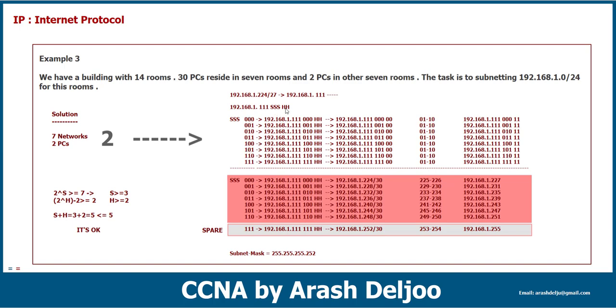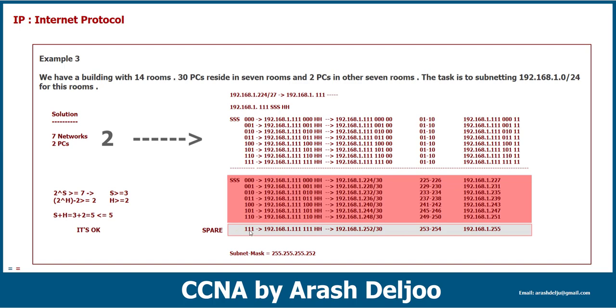each network we have 2 bits. In 2 bits, the host bits can be 00. 00 is used for the network address, and also 11. 11 should be used for the broadcast address, and we are using 01 and 10 for the HH bits. And here we have 2 hosts, and finally we created 8 networks, but we need only 7 networks.